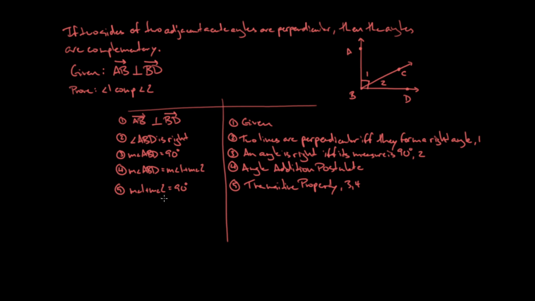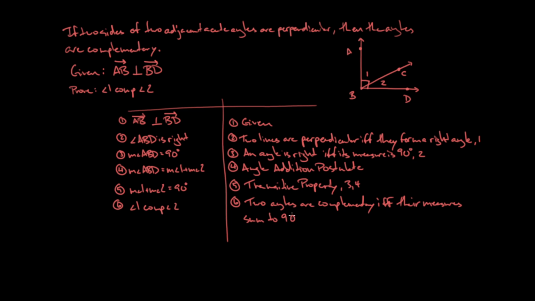And so now I've done all this to say that the measure of angle 1 plus the measure of angle 2 is 90 degrees, which means that by definition they are complementary to each other. So angle 1 is complementary to angle 2. And the reason for that will just be the definition of complementary. Two angles are complementary if and only if their measures sum to 90 degrees.